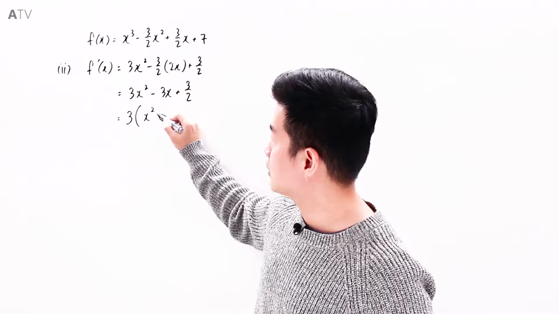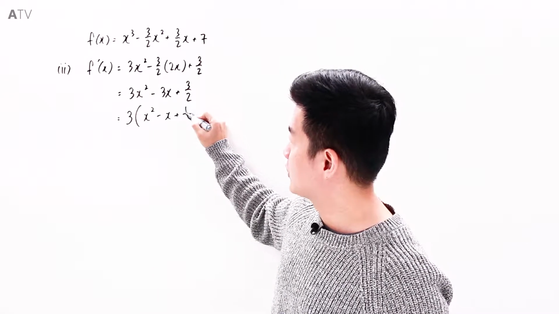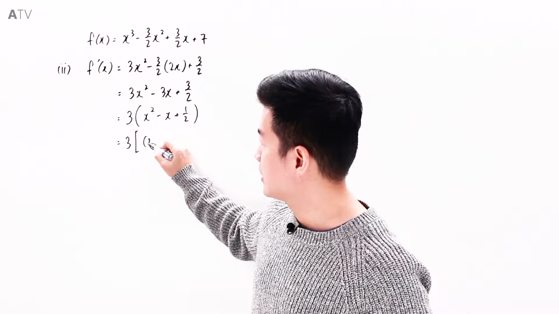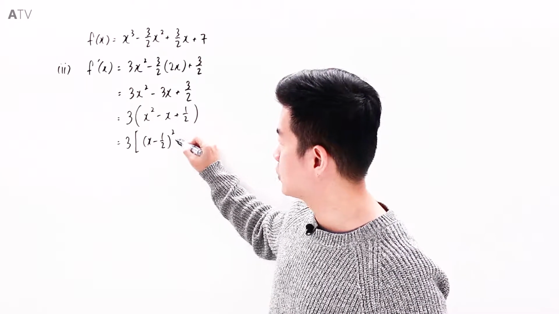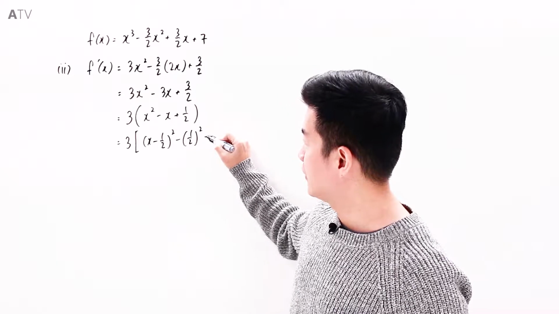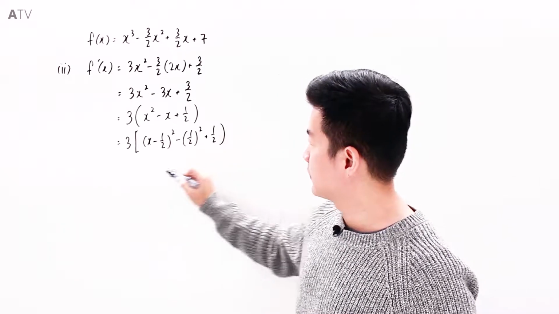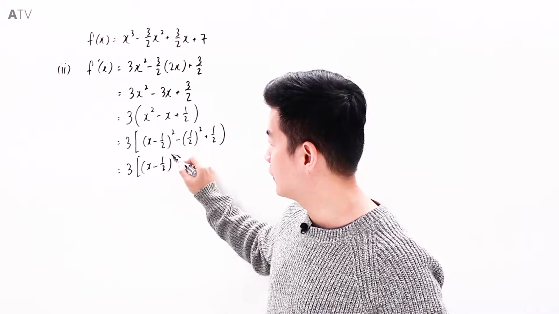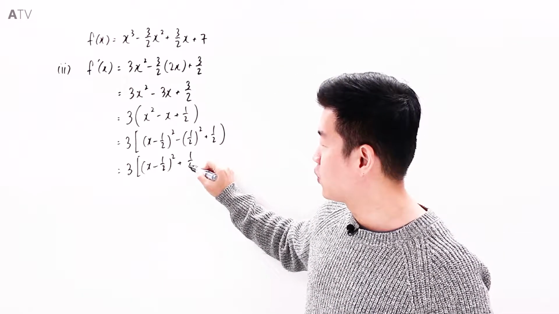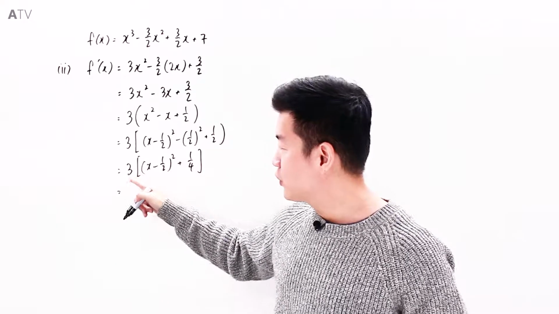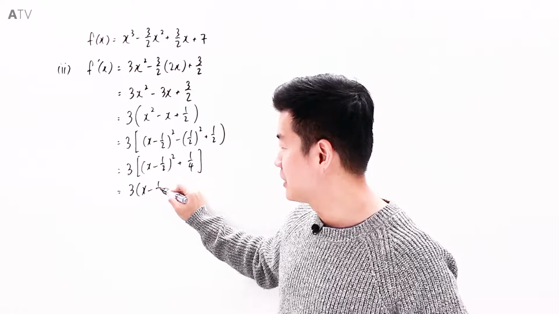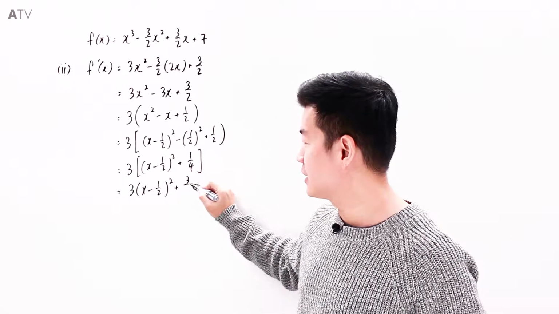This will give me 3(x² - x + 1/2). Let's complete the square for this. So it will be (x - 1/2)² - (1/2)² + 1/2. So this is going to be 3[(x - 1/2)² + 1/4]. Or if you feel like multiplying this in, it is going to be 3(x - 1/2)² + 3/4.